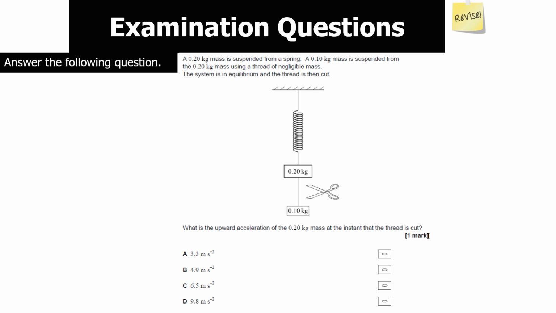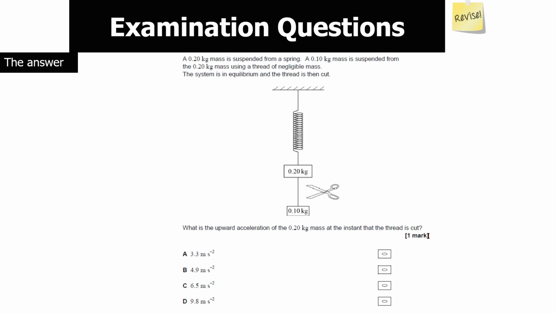The next question says, a 0.20 kilogram mass is suspended from a string. A 0.10 kilogram mass is suspended from the 0.20 kilogram mass using a thread of negligible mass. The system is in equilibrium and the thread is then cut. What is the upward acceleration of the 0.20 kilogram mass at the instant the thread is cut? So pause the video now, then unpause the video when you want to go through your answer.